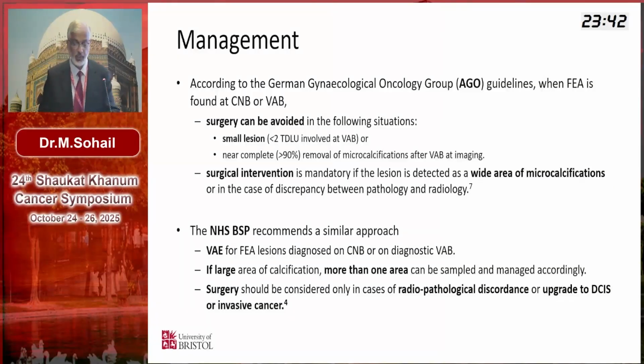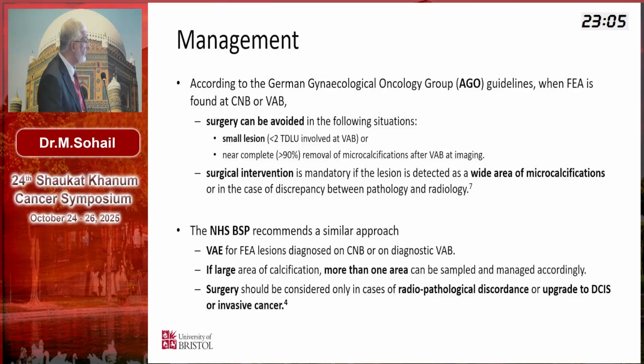So what are the different guidelines? As I mentioned, currently there are the AGO guidelines, which say that if FEA is found at core needle biopsy or VAB, surgery can be avoided only in the following situation: if the lesion is small and there is near complete excision. Again, they say VAB where it should be VAE, because when you are talking about excision, it should be vacuum-assisted excision. But if there is a larger area of calcification, then surgical intervention is mandatory.